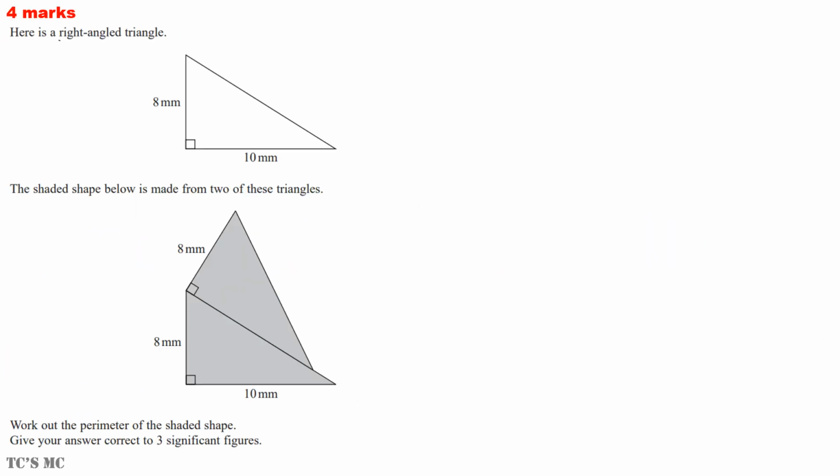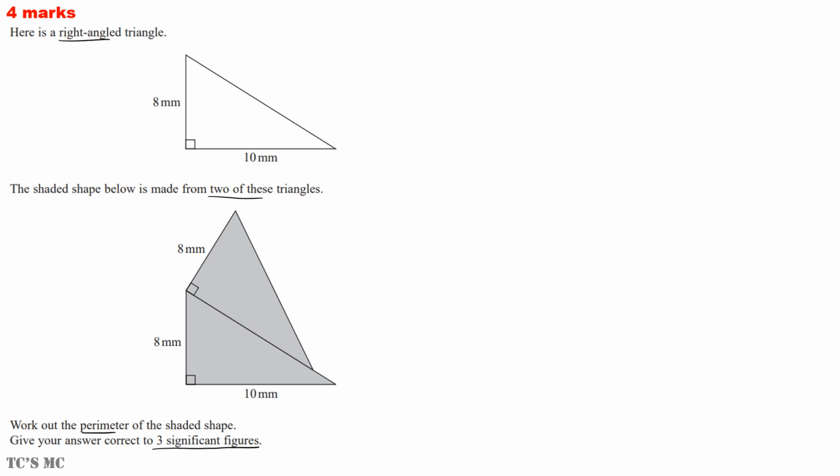Here is a right-angled triangle. The shaded shape below is made from two of these triangles. Work out the perimeter of the shaded shape. Give your answer correct to 3 significant figures.